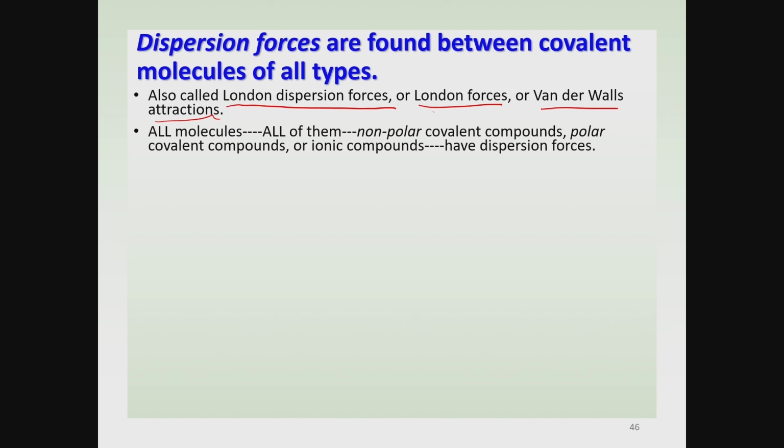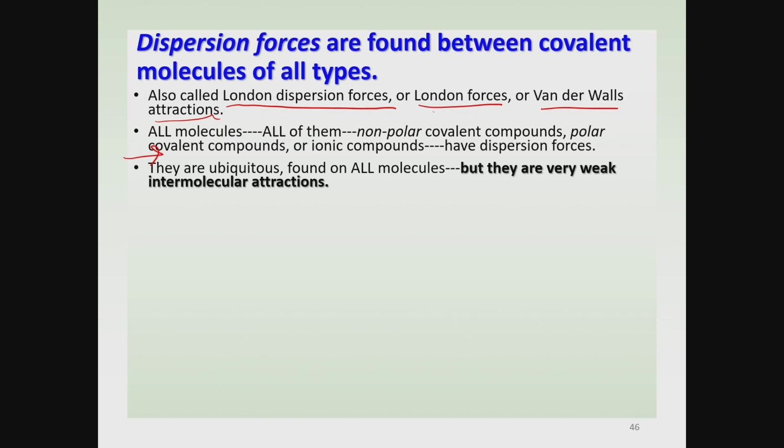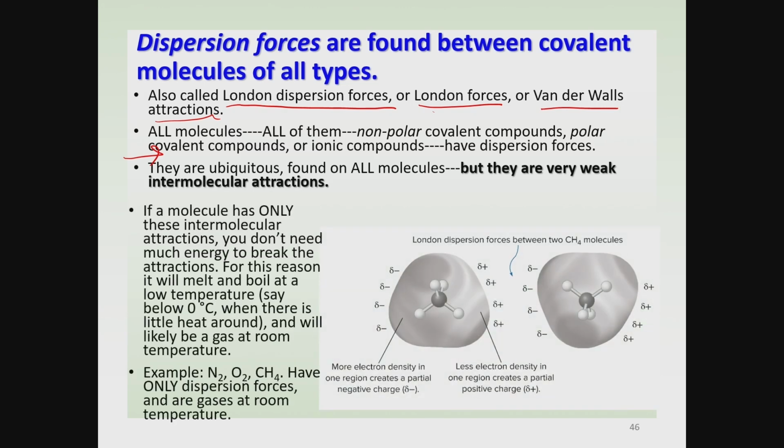And that's made in this point here, that all molecules, all of them, whether they're non-polar covalent compounds, polar covalent compounds, or ionic compounds, have dispersion forces. They're found on all molecules, but they're very weak interactions. What I have here is a description as to why these interactions are so weak, but I'm going to explain this on the board.